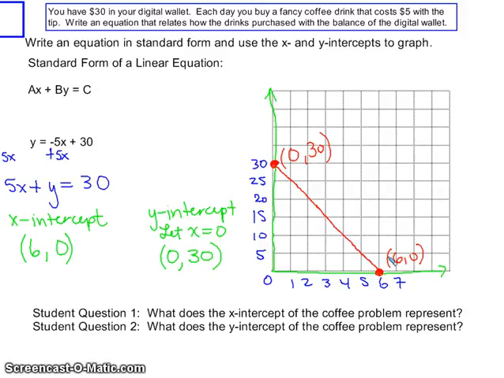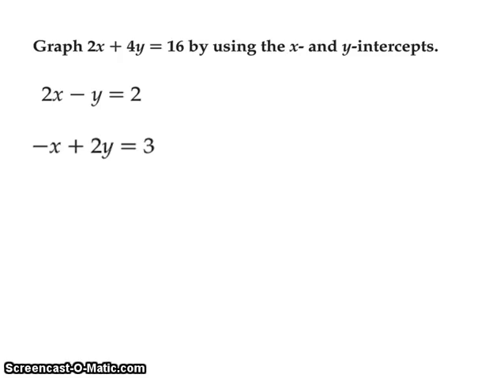Right now, I'd like you to answer these questions. What does the x-intercept of the coffee problem represent? What does the y-intercept of the coffee problem represent? The last thing you're going to do is, on the notes sheet that you have, graph these 3 equations using the x and y intercepts.